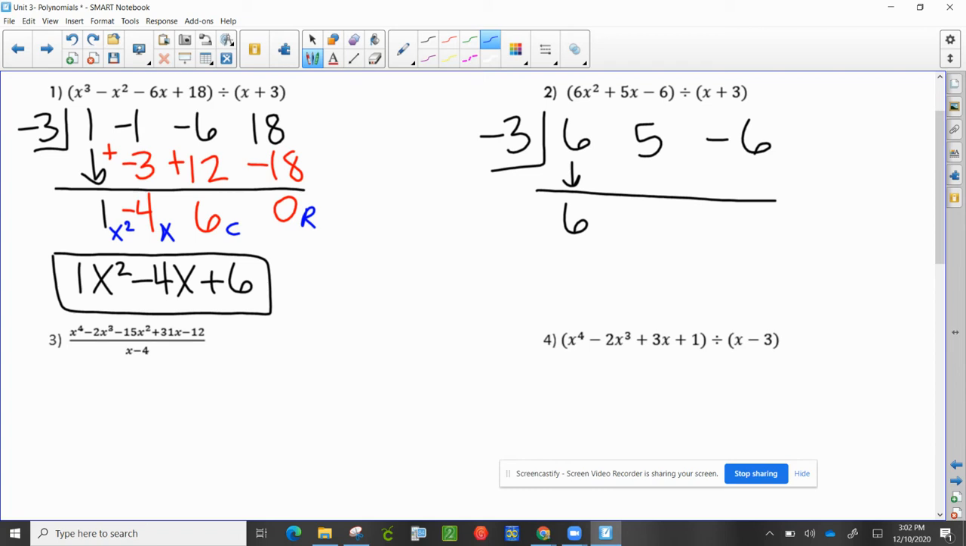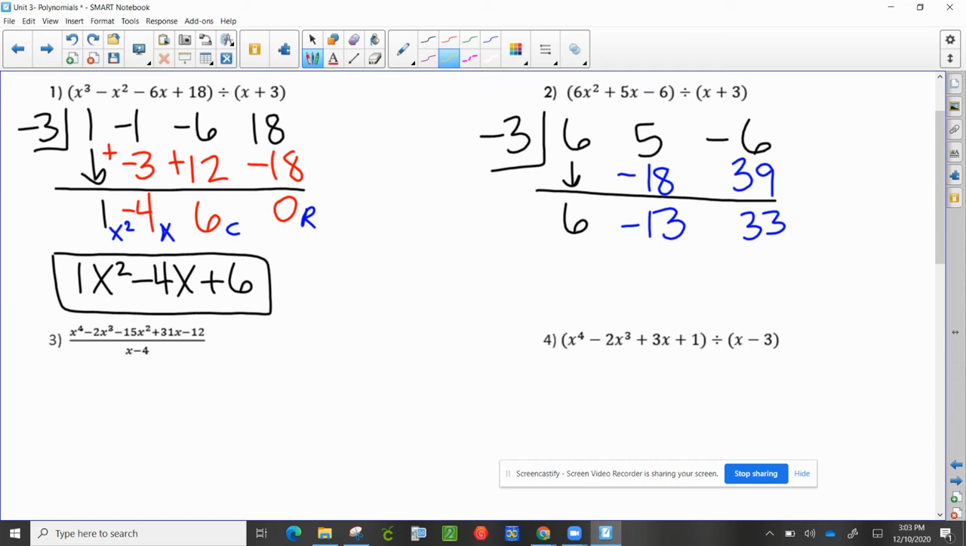So -3 times 6, that's -18. If I bring that down, that's going to give me -13. Now, we might not be as familiar with the next multiplication, so we're going to do 3 times 13. Do it in a calculator if you need, but that's going to be 39. If I add that to a -6, I get 33.